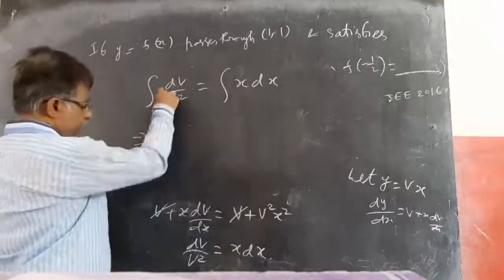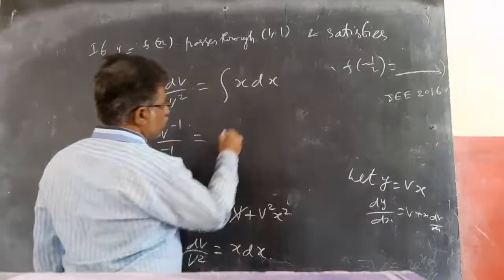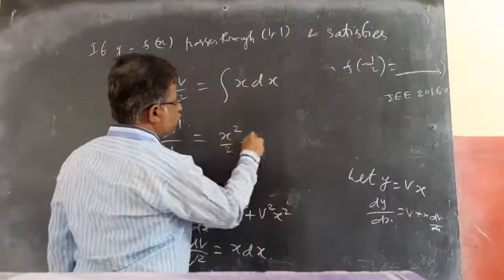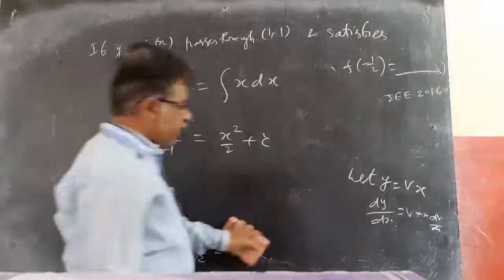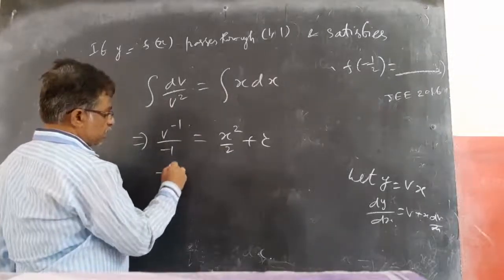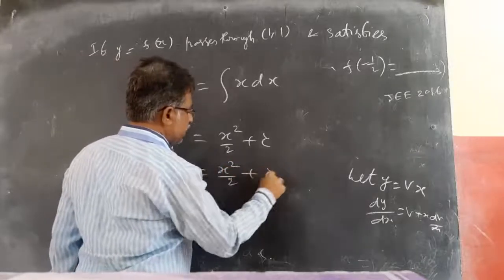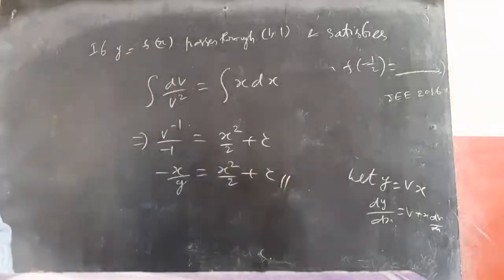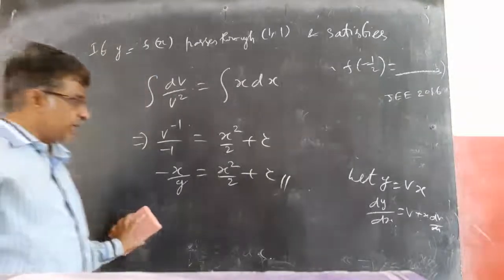So integral of 1 by v square means v power minus 2 plus 1 by minus 2 plus 1, equal to integral of x is x square by 2 plus c. So what is this? Minus 1 by v. So minus 1 by v, nothing but v is y by x. So minus 1 by y by x becomes minus x by y equal to x square by 2 plus c. Now I need y here, not x by y. So I need to find y here.